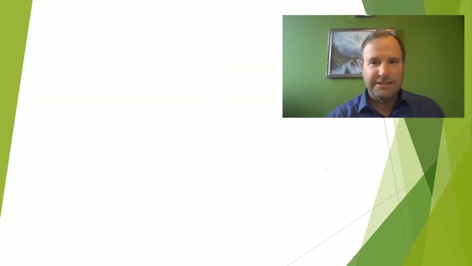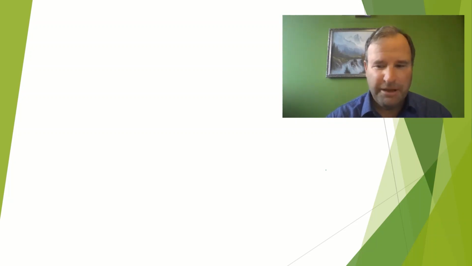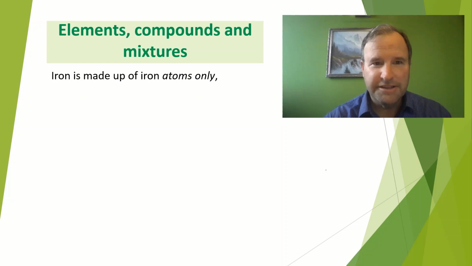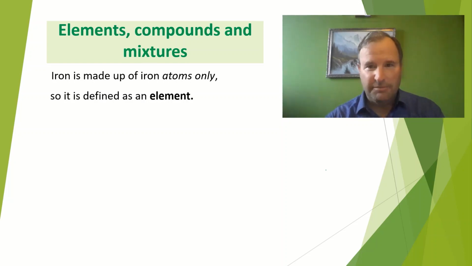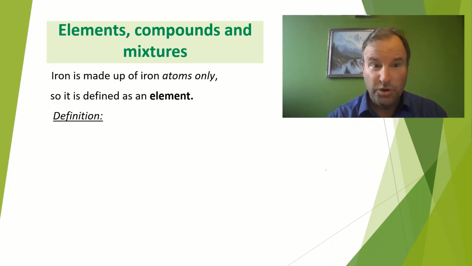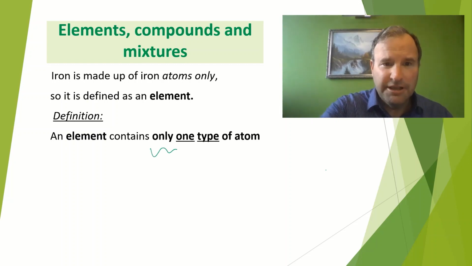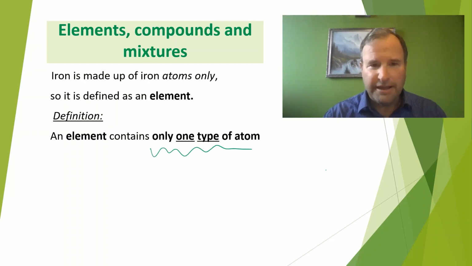Okay, welcome back. There's another lesson on elements, compounds and mixtures. Iron is made up of iron atoms only, so it is defined as an element. Here's the definition that you really need to know. An element contains only one type of atom, and this atom is what we're talking about. Make sure you learn this definition here. Only one type of atom.